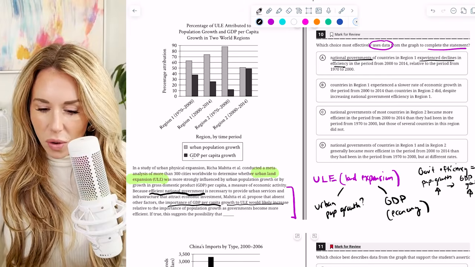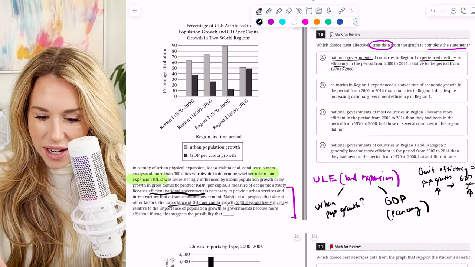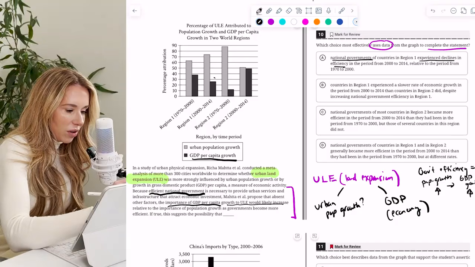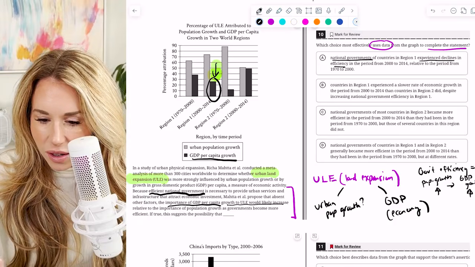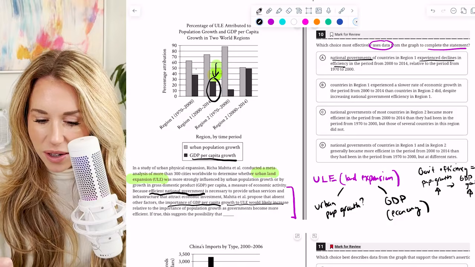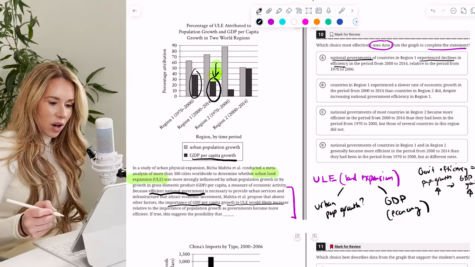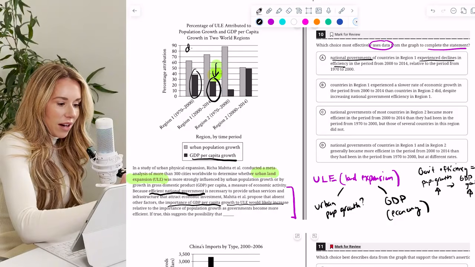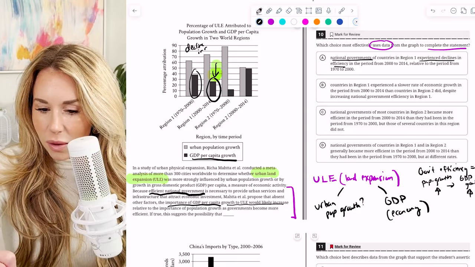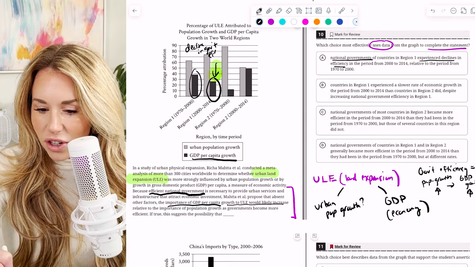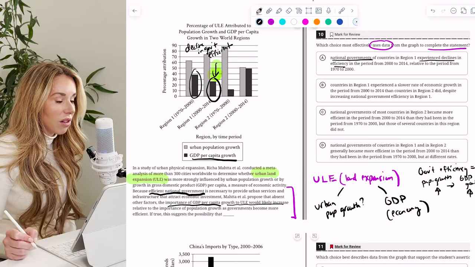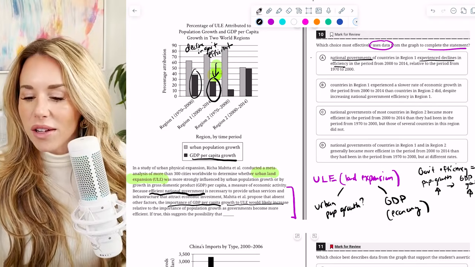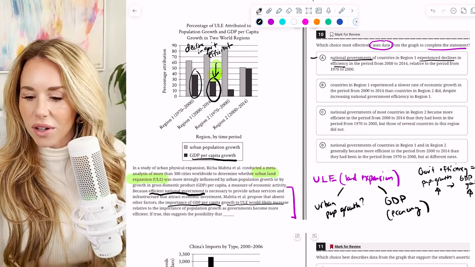So what happens here is the GDP per capita growth goes down. Do you guys see that? So it's going to go down compared to Region 1. So that does show a decline in efficiency, because if the government was efficient, then that should be going the other way according to the claim. Wow. Okay, let's hold that one and let's just check the others.